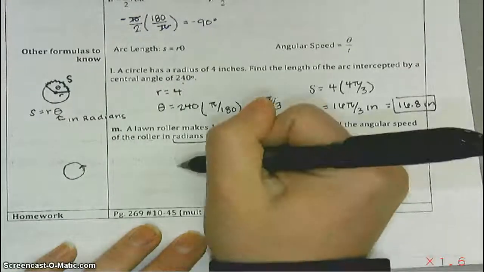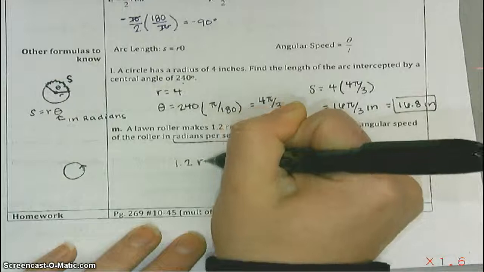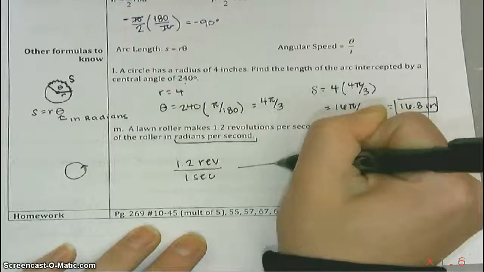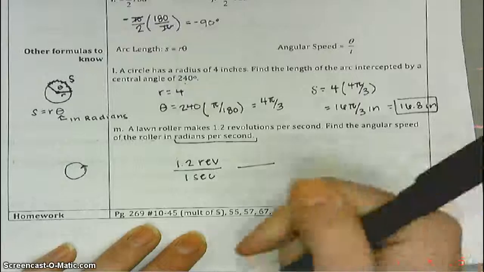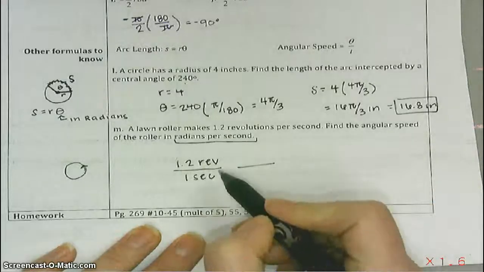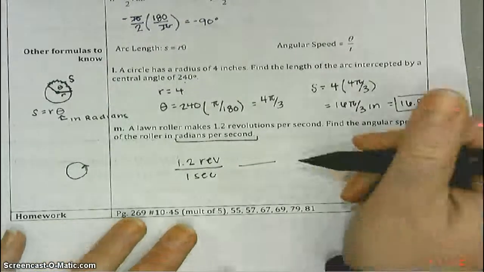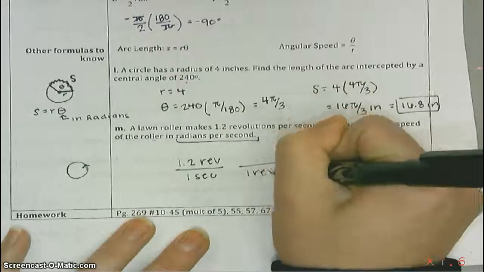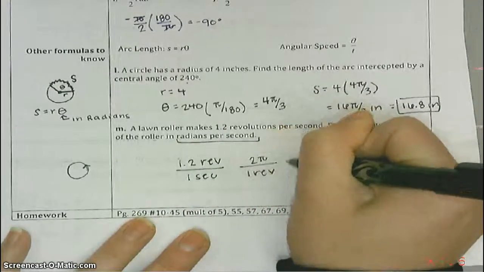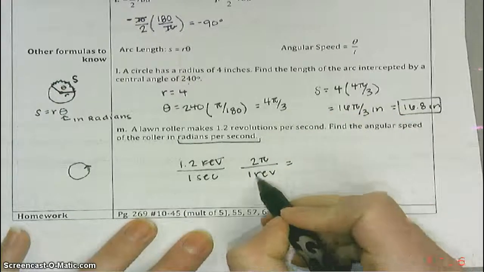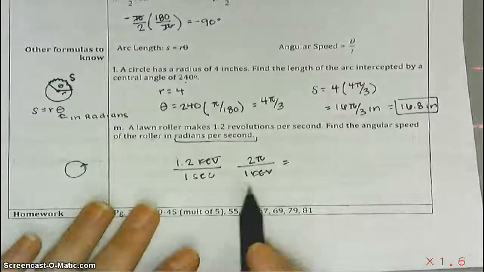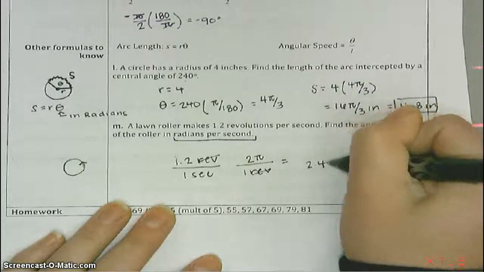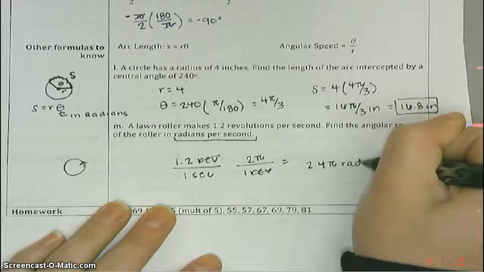So we're making 1.2 revolutions for every 1 second. If you think about it, one whole revolution is one full circle. So in degrees, it's 360, but in radians, because we want radians per second, it's going to be 2 pi. So one revolution is equal to 2 pi radians. These revolutions cancel out, and then you get 1.2 times 2 pi, which is going to be 2.4 pi radians per second.